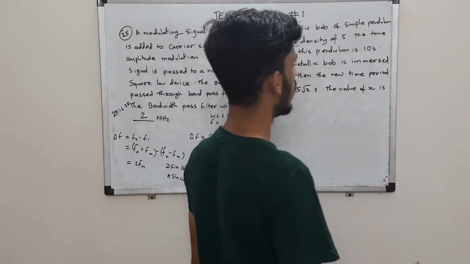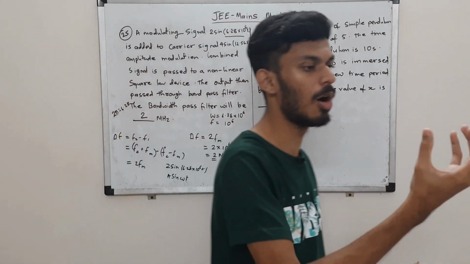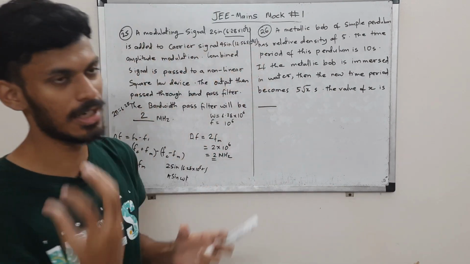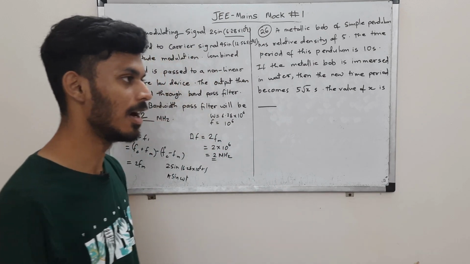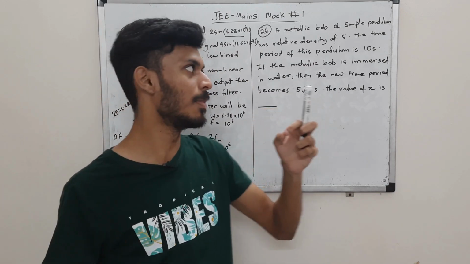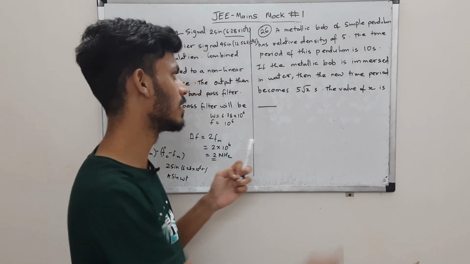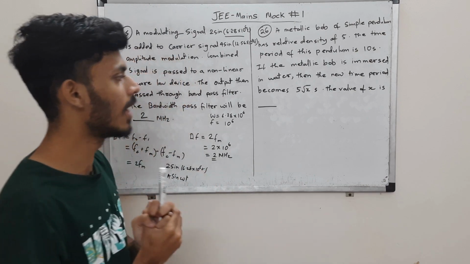We have a metallic bob. Basically we have a simple pendulum, and that bob has a relative density of 5. So the density of the bob divided by the density of water, that ratio is 5. When you swing it in air, the time period is 10 seconds. Now you swing it in water, the time period is 5 root x. You are supposed to find the value of x.